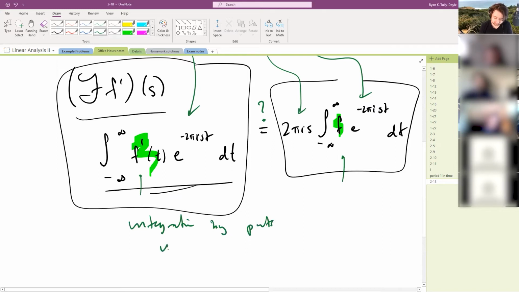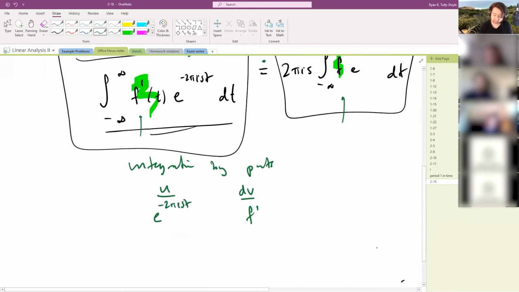What should I let u be? So I guess you let u be the e to the negative 2 pi i st thing, and then dv would be the f prime. Yeah. And the reason that you do that is because then du is minus, remember that these are all with respect to t, right? Minus 2 pi i s. Oh, that looks nice. That looks like almost something we need. And then over here, the integral of f prime is f.